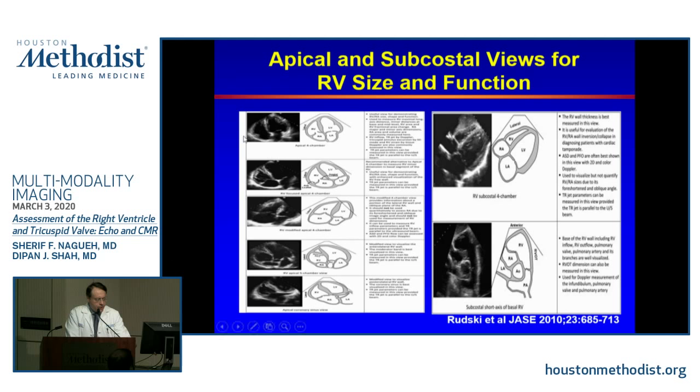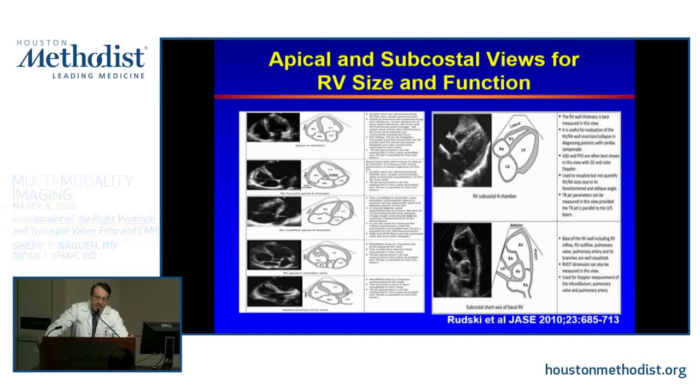These are the views that you want to trace end diastolic and systolic area of the right ventricle and therefore obtain the fractional area change. We'll talk about that briefly. Again, similar to the right atrium, the upper limits of normal for the RV end diastolic area vary by sex. So for men, more is allowed than for women. It's 12.5 centimeters squared per meter squared. For women, it is 11.6.